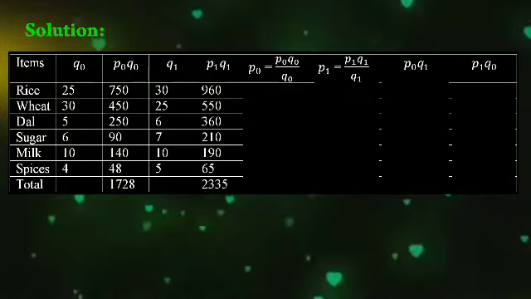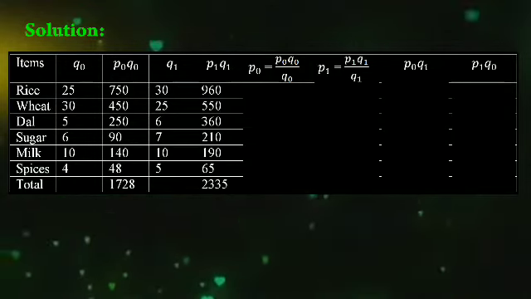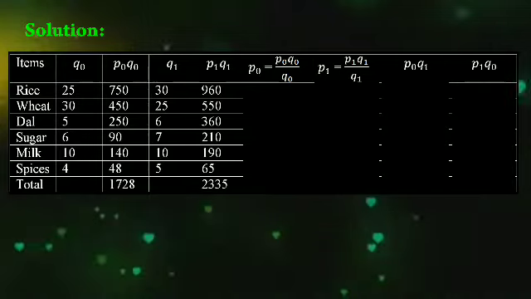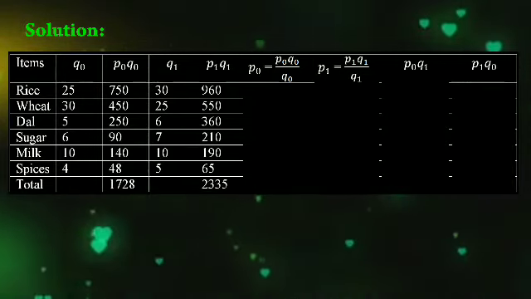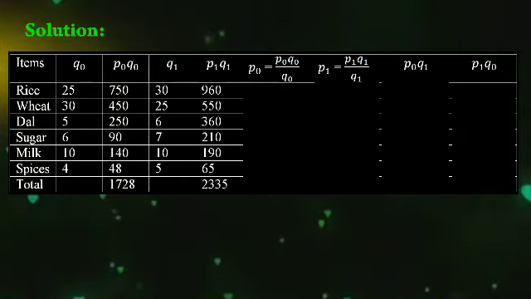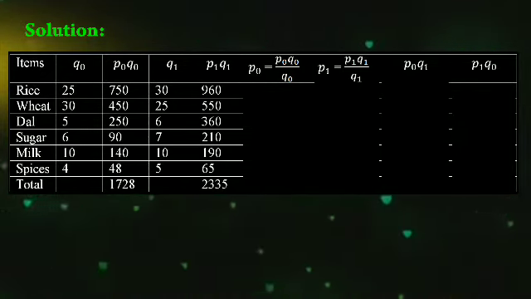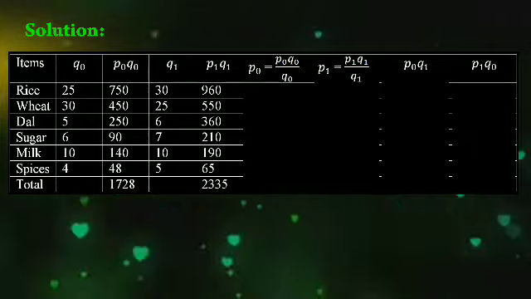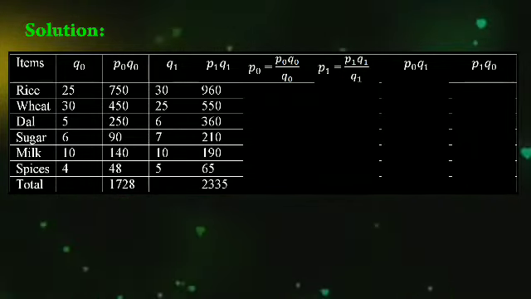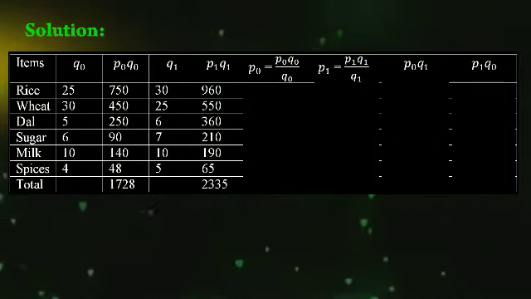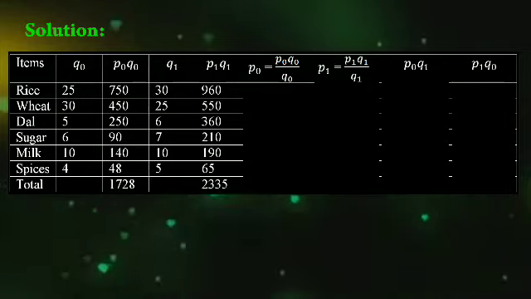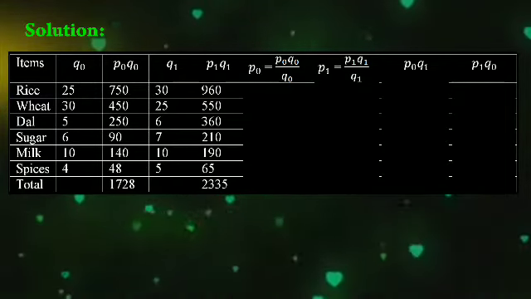Quantities are given for the current year, which is Q1, and the data is 30, 25, 6, 7, 10 and 5. Values given for the current year, which is denoted as P1, Q1, and the values are 960, 550, 360, 210, 190 and 65. Since it is the product of price into quantity, find the sum total of that column. The total is 2335.